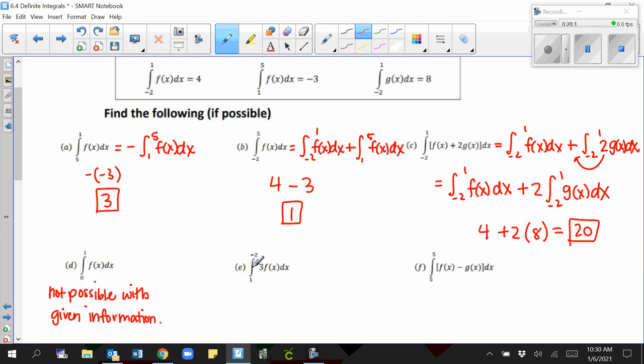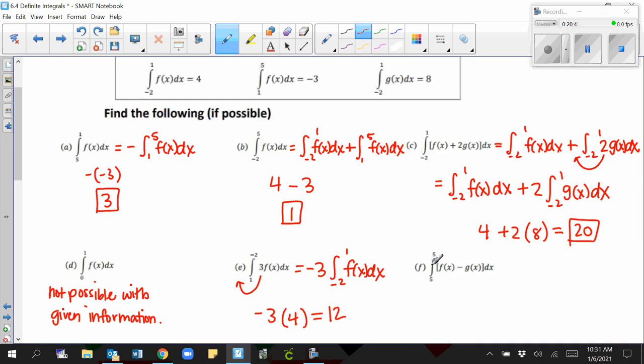All right, looking at E right here, we're going from 1 to -2 of f of x, and we've got a 3 there. So I'm going to pull that 3 out, and then I also need to flip these. So there's going to be a -3, the integral from -2 to 1 of f of x dx. So the 3 came outside, and because I flipped these, I put a negative in front. So that means I'm looking at -3 times our 4 for that integral, which is from up here. And -3 times 4 is going to give me my answer of -12.